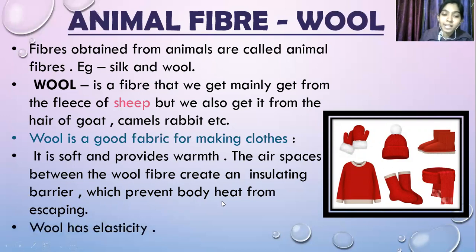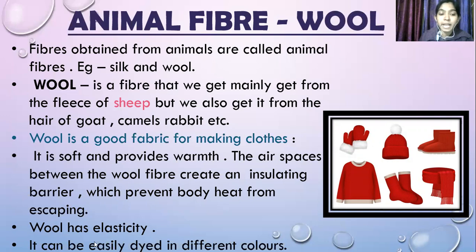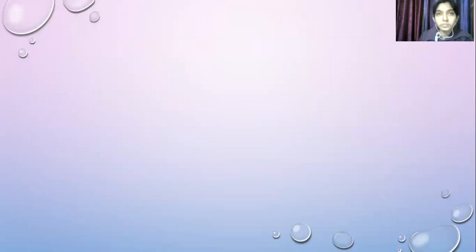Wool has elasticity. That means it is stretchable. We can stretch that wool fiber, and it can be easily dyed in different colors. Like woolen fiber is present in many different colors like red, blue, yellow. Is it clear? Yes, ma'am. Okay. Now tell me, name two animals other than sheep that we get wool from. The two animals are goat and camel.